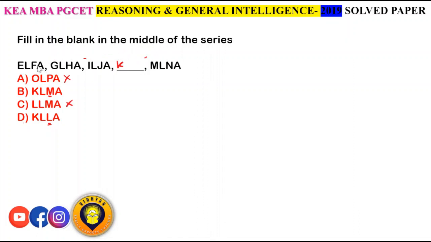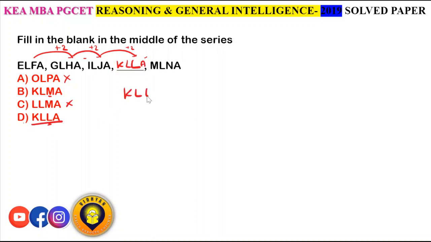first here it is F, here H, that means again it is plus 2. H, I, J, again it is plus 2. So J plus 2, that is J K L you will get. So K L L A will be the answer.